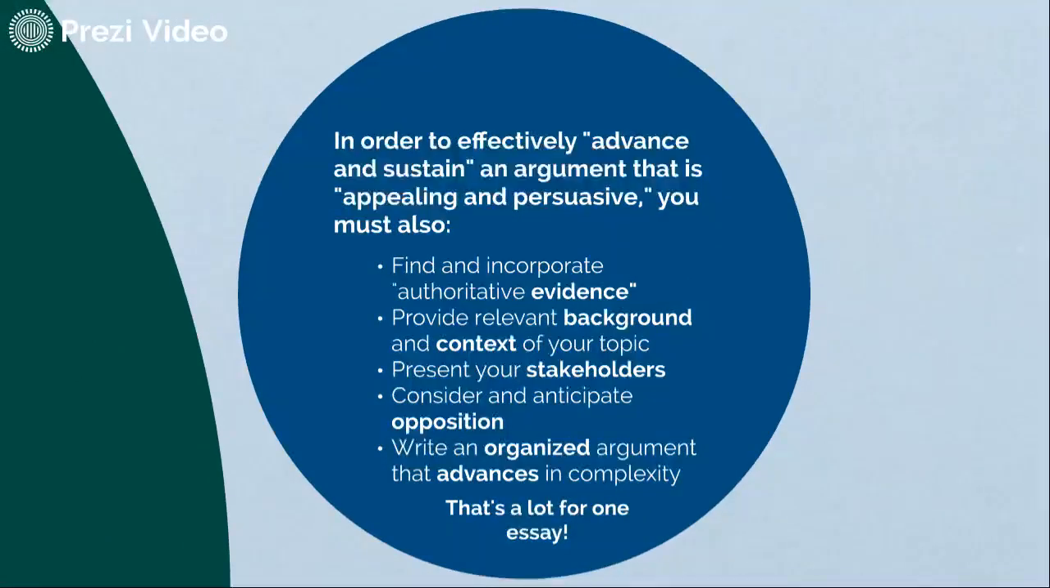In order to effectively advance and sustain an argument that is appealing and persuasive, you must also find and incorporate authoritative evidence, provide relevant background and context of your topic, present your stakeholders, consider and anticipate opposition, and write an organized argument that advances in complexity. The reason I use quotes and bold certain words is because these are words taken directly from the writing prompt that tell you exactly what to do. However, that is a lot for one essay, so this presentation is going to be focusing mainly on the last point, which is how to write an organized argument that advances in complexity.